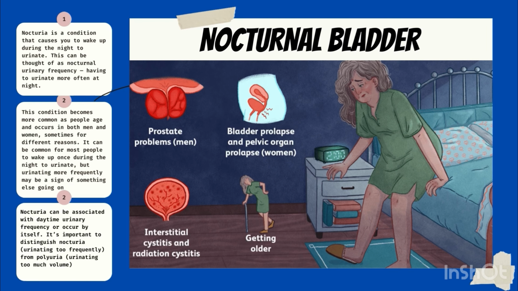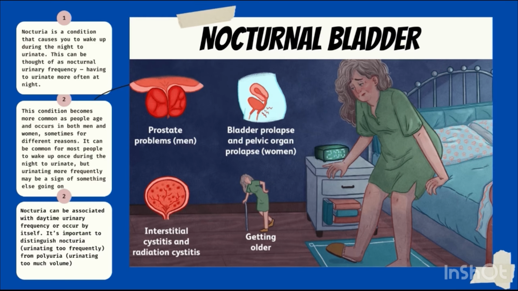Moving on to the final condition, that is nocturnal bladder. Nocturia is a condition that causes you to wake up during the night to urinate. This can be thought of as nocturnal urinary frequency, which is having to urinate more often at night. This condition becomes more common as people age and occurs in both men and women, sometimes for different reasons too. It can be common for most people to wake up once during the night to urinate, but urinating more frequently may be a sign of something else going on. Nocturia can be associated with daytime urinary frequency or occur by itself. It's important to distinguish nocturia.